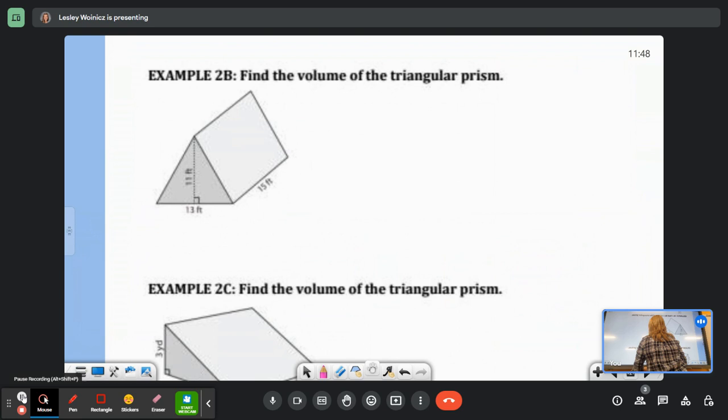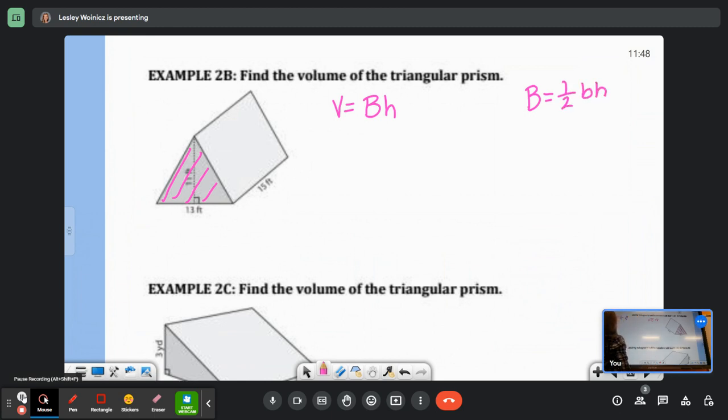Okay, so let's find this one. Volume is our big area base times our linear height. So we have to find our big area base for this triangle. So that'll be 1/2 times the base and height of that triangle, which if I just sketch it over here is 13 for the base, and is that 11? Yeah. 11 for the height.